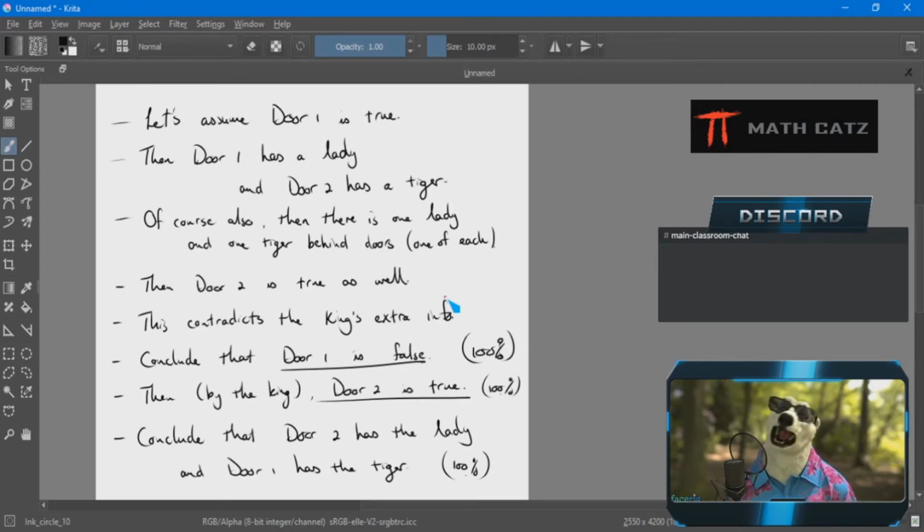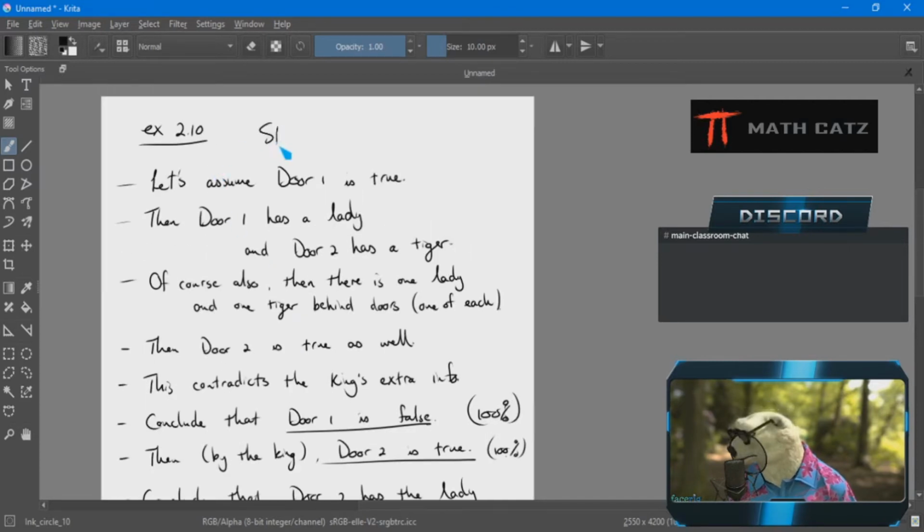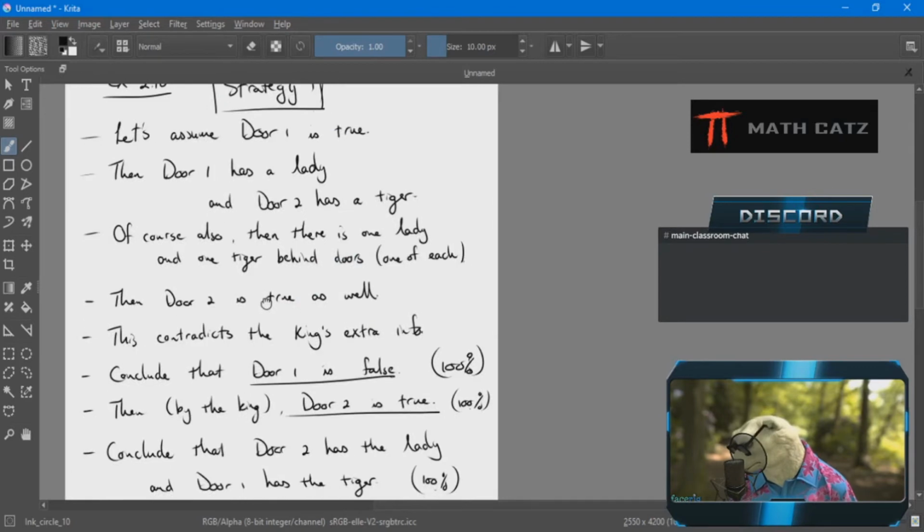What are the pros and cons of this wordy strategy? I'll call it strategy one. It's just a strategy. I have to evaluate this. Was this a good strategy to follow? Well, it worked, yes. What are the pros and cons to this strategy? Very easy to get confused.